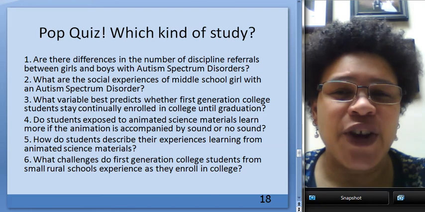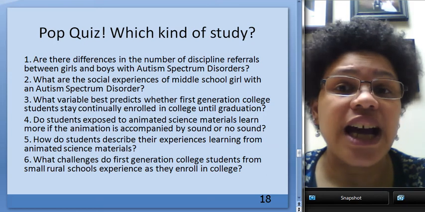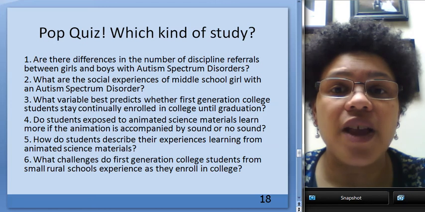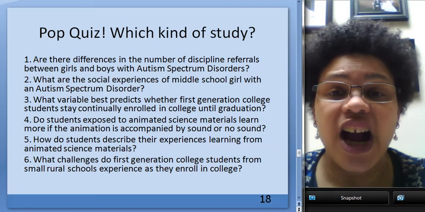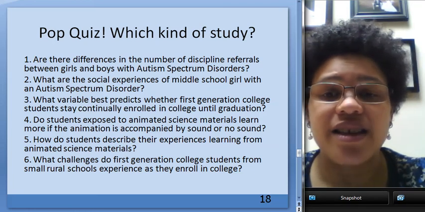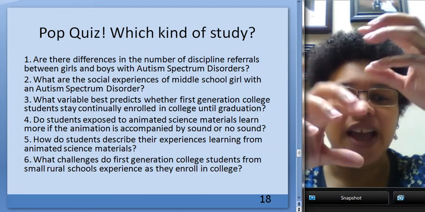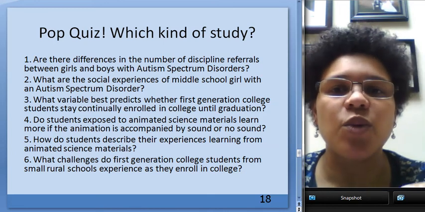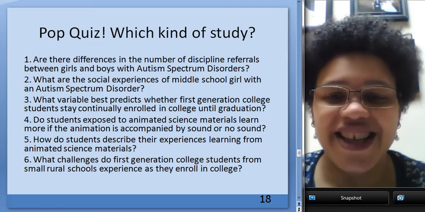Okay, let's think about what the variables might be. Whether they are working or non-working, whether they have a great deal of family support or not, whether they are raising a family at the same time as being enrolled in college. These different variables, if we can say, okay, these are the several variables that we're looking at, and we're going to determine which one is the best predictor, then that's a quantitative study.